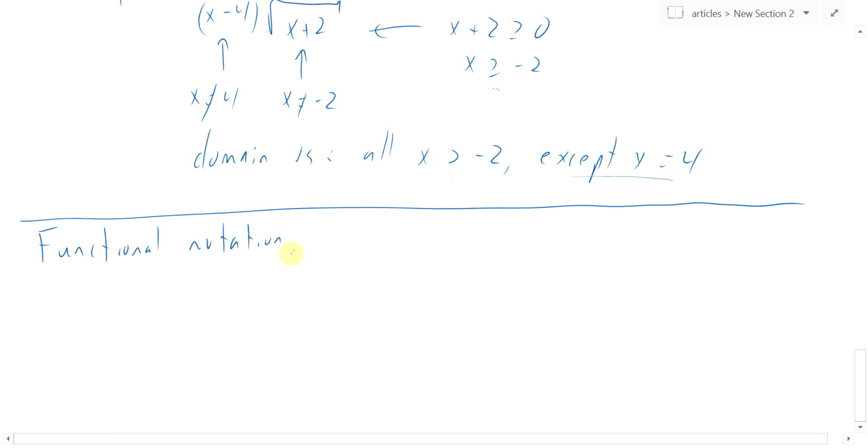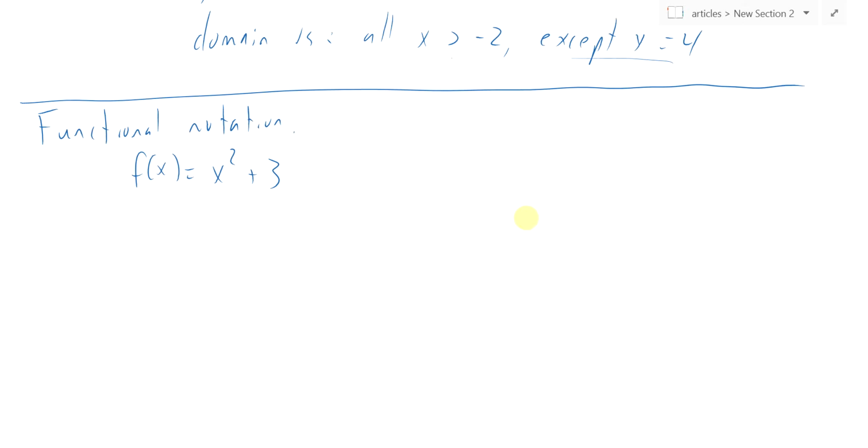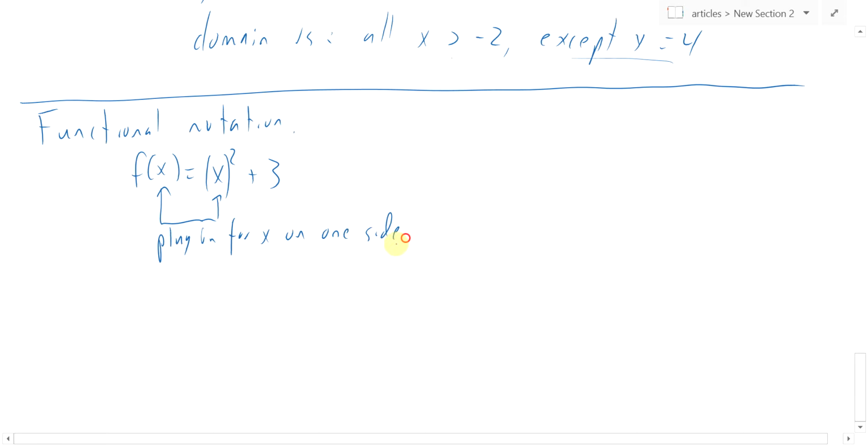Usually we'll see things like f of x equals x squared plus 3. There's a classic formula. Technically, there should be parentheses around that. And the thing about functions is that it's an equation. If you plug in for x on one side, you have to do it on the other as well.